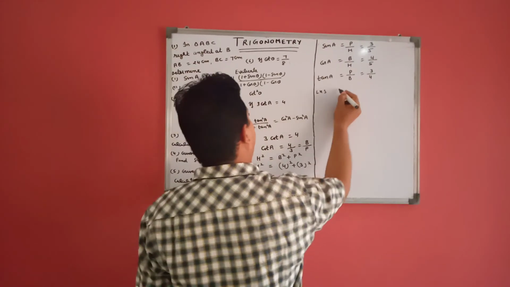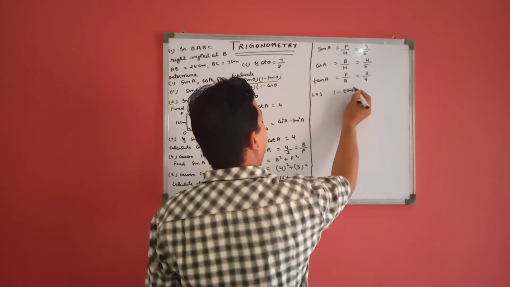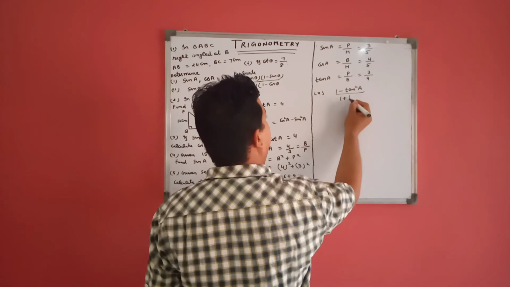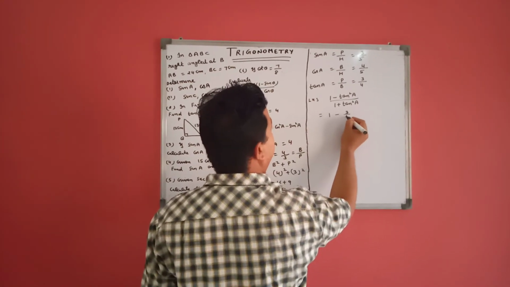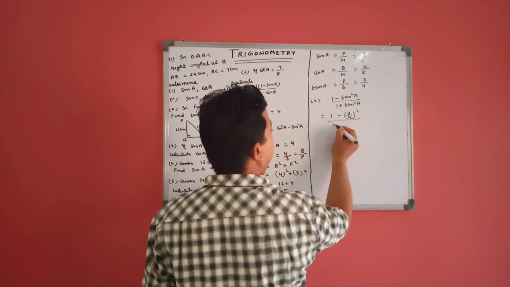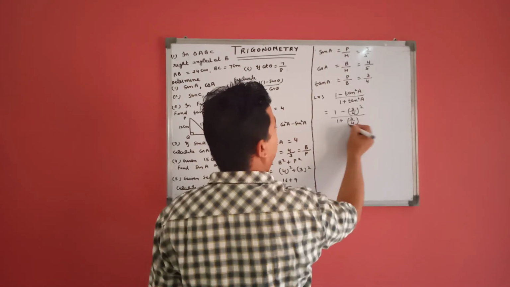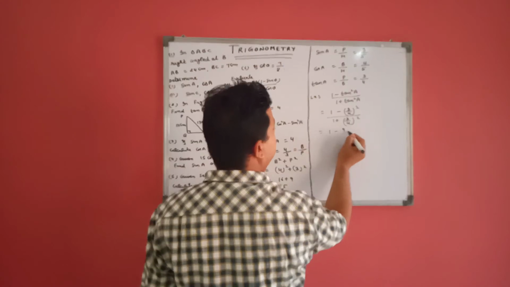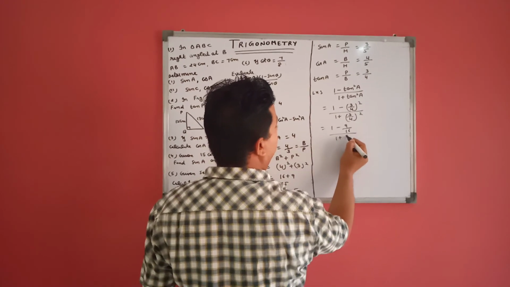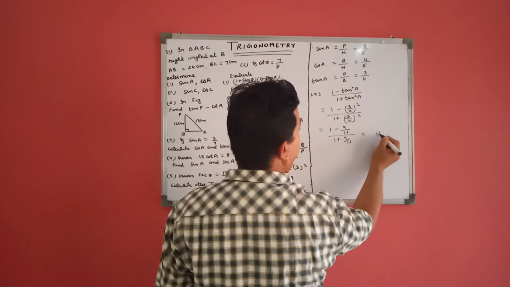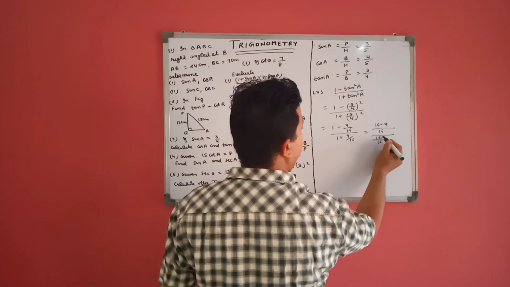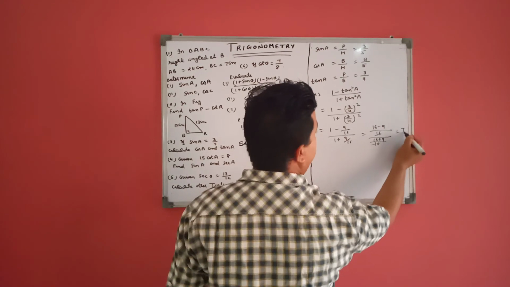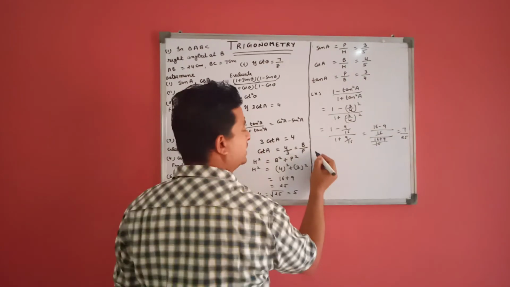In the left hand side of the equation, we have 1 minus tan square A over 1 plus tan square A. Put value of tan A, this is 1 minus 3 by 4 whole square over 1 plus 3 by 4 whole square. It becomes 1 minus 9 by 16, 1 plus 9 by 16. Take LCM, then 16 minus 9, 16 plus 9, cancel out, 7 by 25. This is the left hand side.